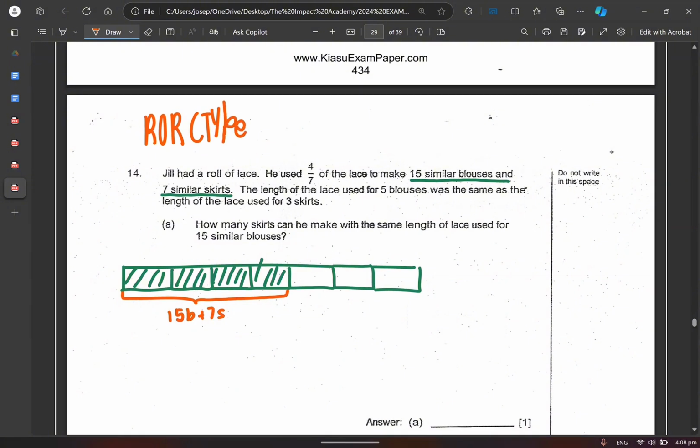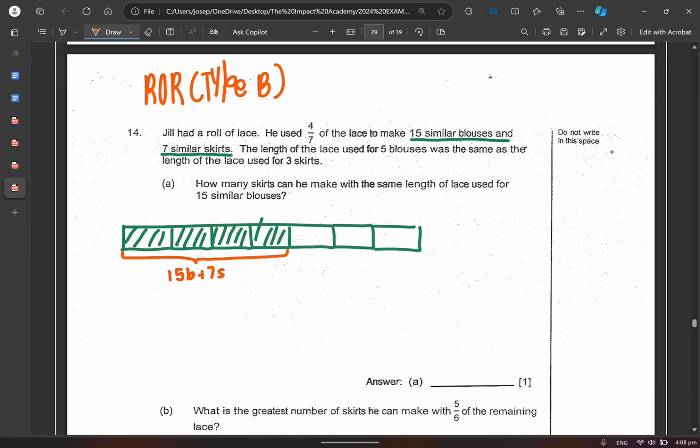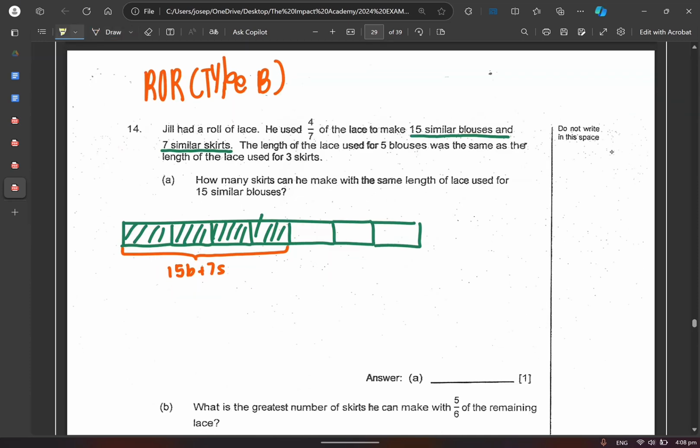Type what? A or B or C? B. Am I making sense? The key sentence over here, right, is this part here. You either make everything into blouses or everything into skirt. Because when you have two, it's just like units and parts. Am I making sense? You have units and parts. It's very, very confusing. You want to make everything into blouses or everything into skirt.